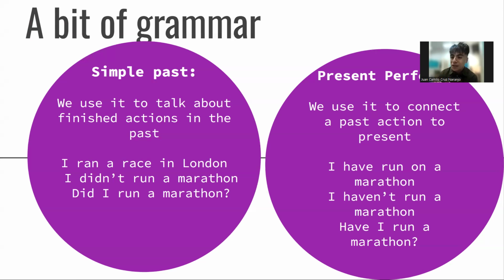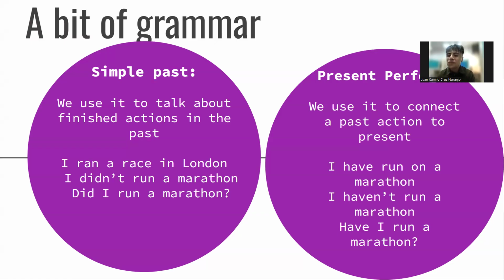Well, when we use the present perfect, we are not describing actions that happened in the past and finished in the past. On the other hand, we use it to connect past actions to the present. In the article that we read, she said, "I have run a marathon." So when did she do it? We're not completely sure, but we know that this action, even though it happened in the past, is still important for her. That's why she's saying, "I have run a marathon."